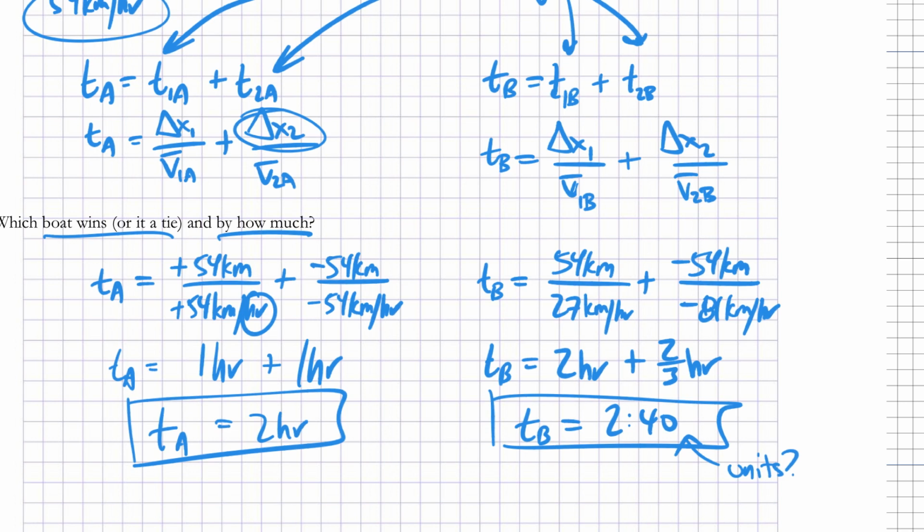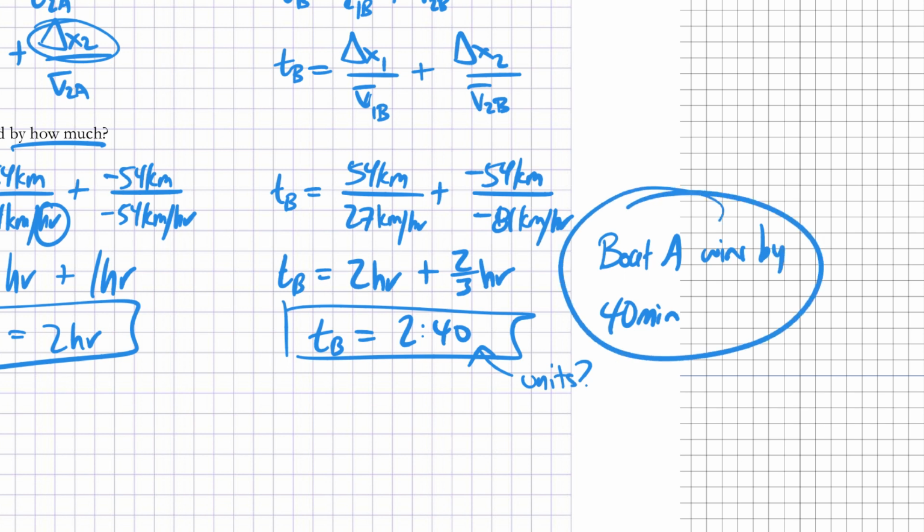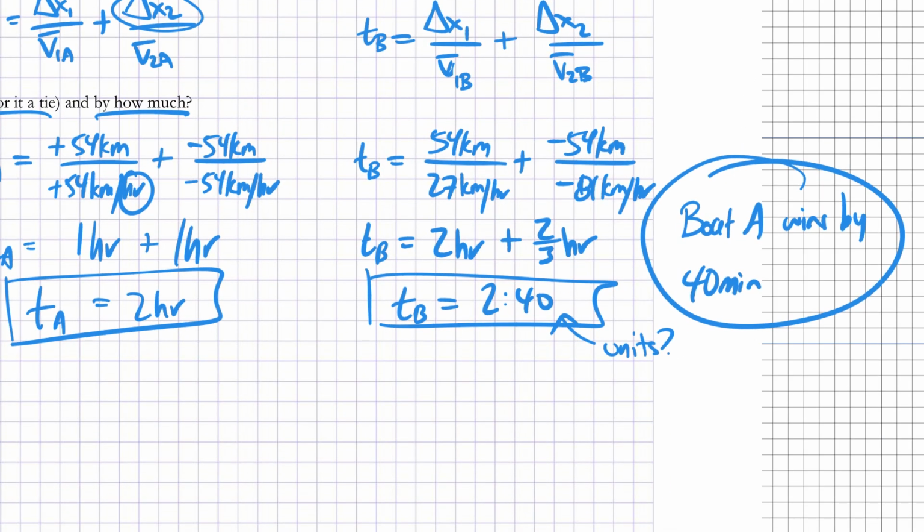So one thing you could do here is you could say, okay, well, boat A wins by 40 minutes. Okay, so boat A wins. So that's a good answer. However, it wanted to know by how much. So the way you'd figure that out is you see, well, boat B is behind. Let's suppose it wanted it in distance.